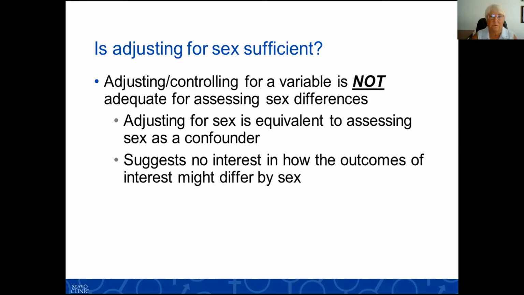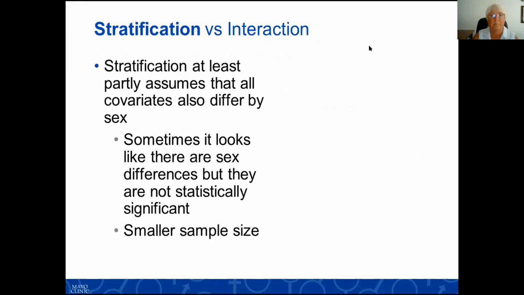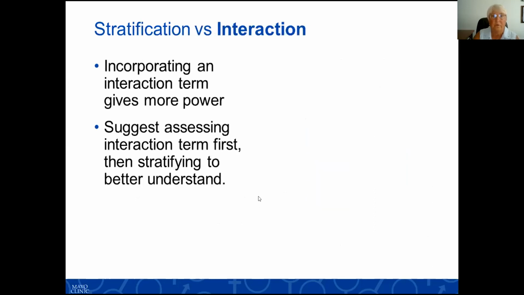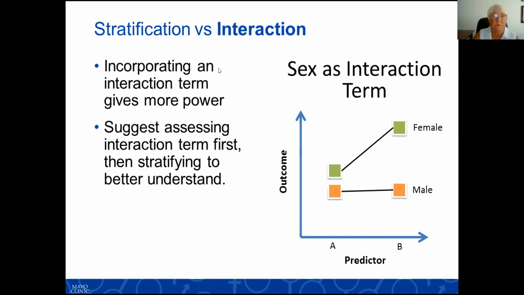So it's not sufficient to just use it as an adjusting variable unless you actually know ahead of time what that difference might be. So you can stratify by sex, and this assumes that all covariates have the same effect. Okay, so it often looks like there are apparent sex differences which may not be statistically significant, and this may be due to a small sample size. An alternative way to look at your data would be to look for an interaction term, which gives you more power to see differences if they are actually there. And if you use an interaction term first, then stratify, it actually brings you to a better understanding.